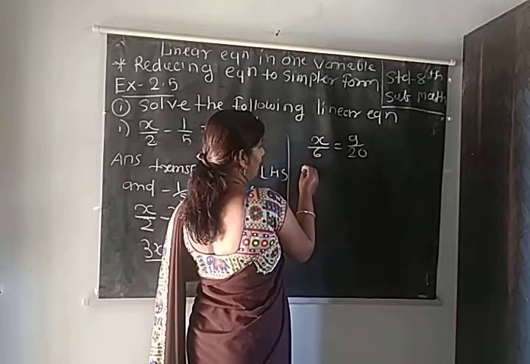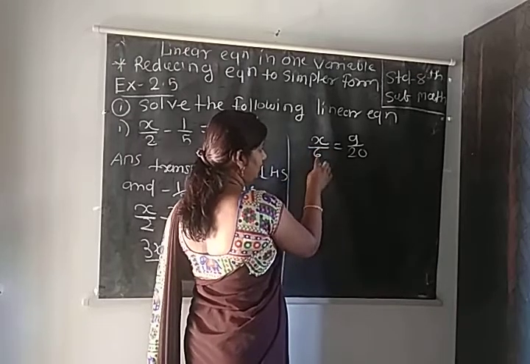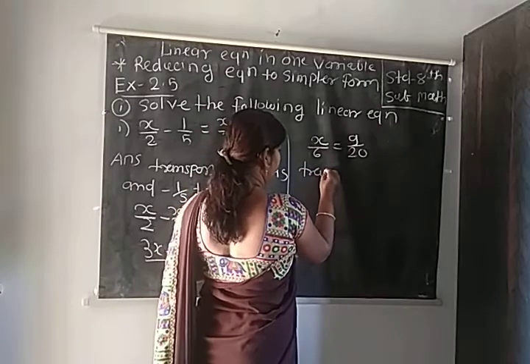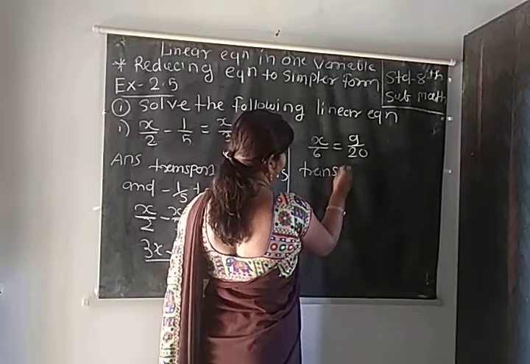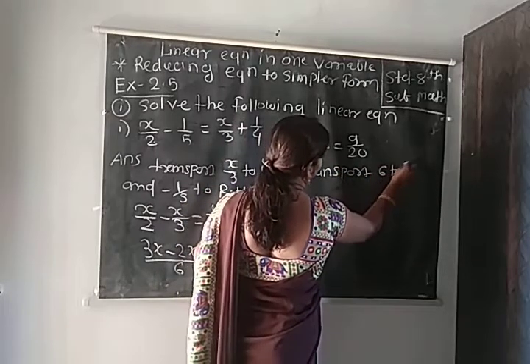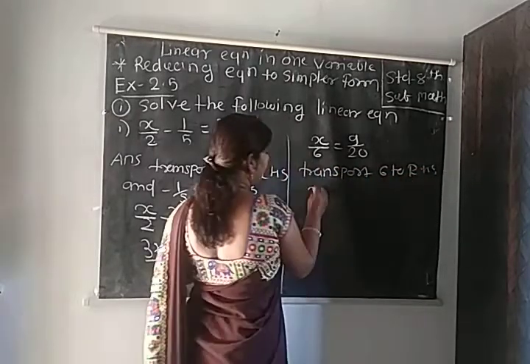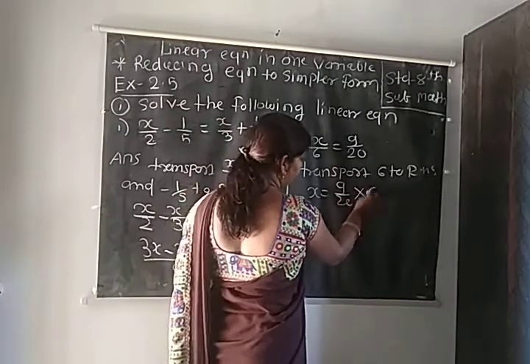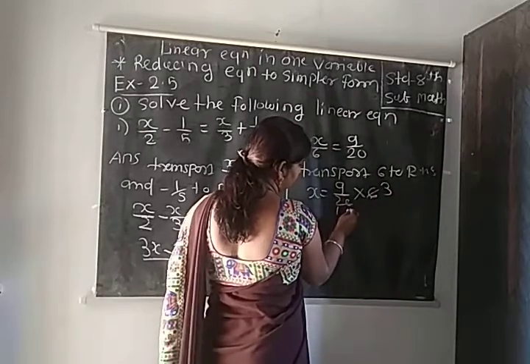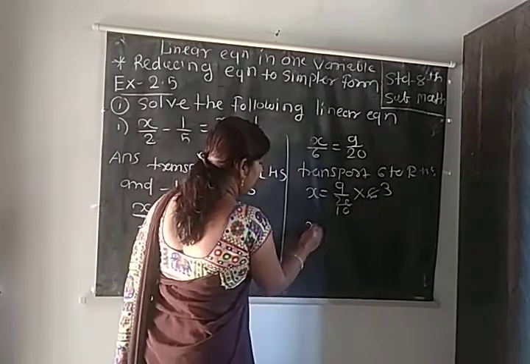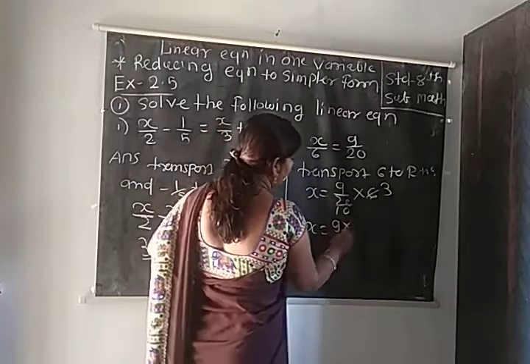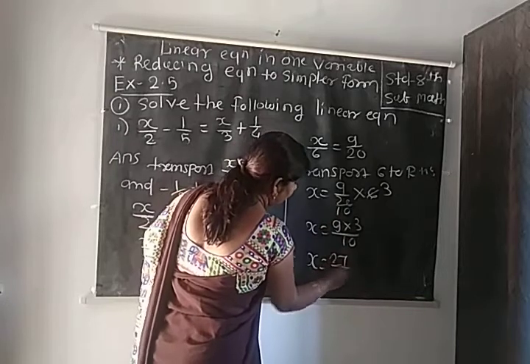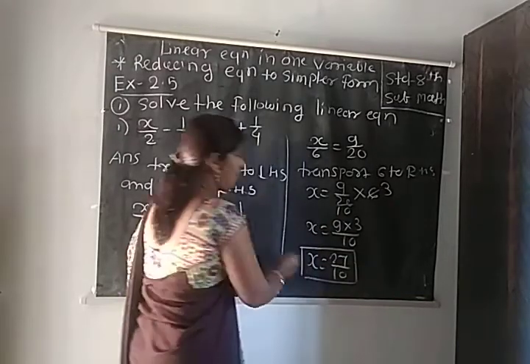And then solve for the value of x. This 6 is the denominator of this variable, so in transposing we multiply it to the other side. So transpose 6 to the RHS. So what is the answer? x is equal to 9 by 20. यहाँ पे 6 डिवाइड को यहाँ पे जाके क्या होगा, मल्टीप्लाई. So 2 threes are 6, 2 ones are 2 and 2 zeros are 0. So x is equal to what? 9 multiply 3 upon 10, and x is equal to 9 times 3 is 27 upon 10. So this is your answer.